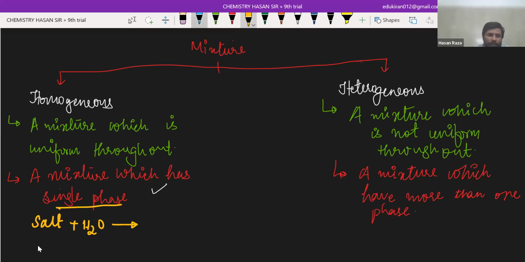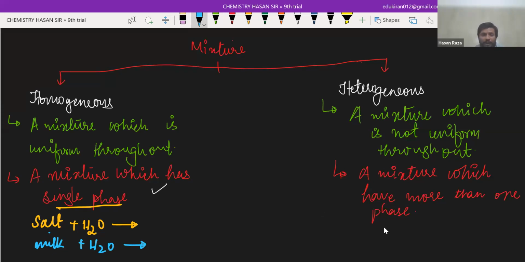If you mix water in milk, will you be able to differentiate that the water is here and the milk is there? No. So it looks the same. Basically, it will have a single phase.